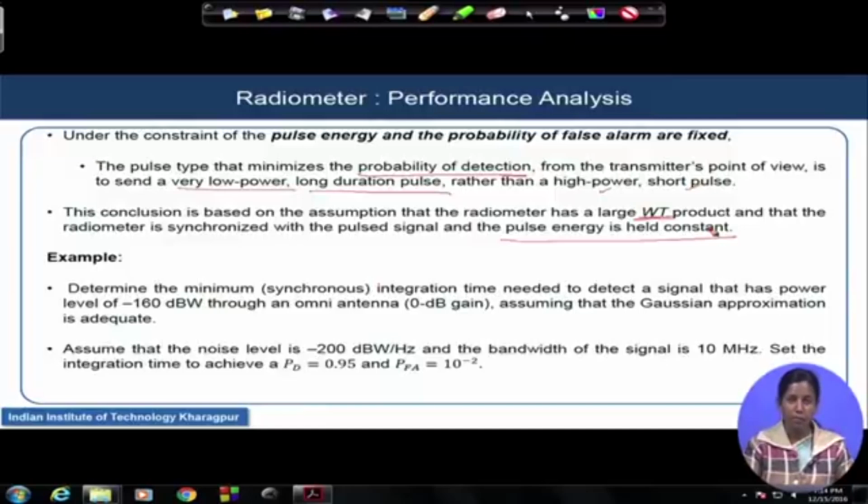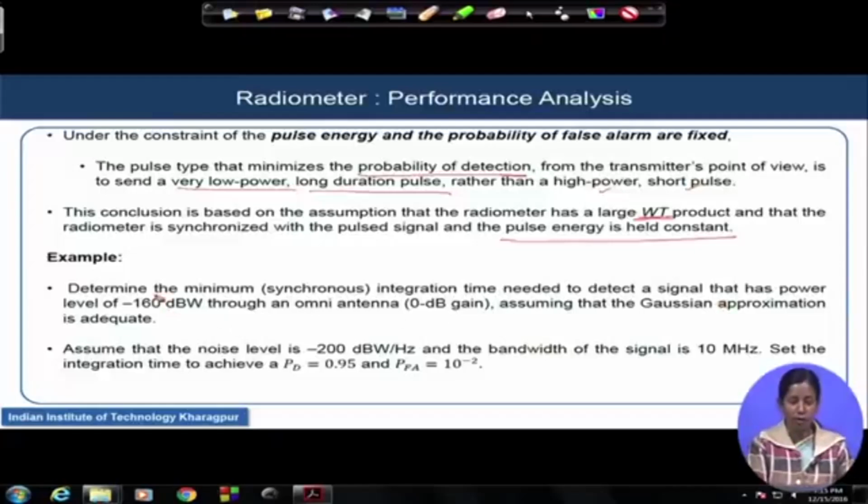Here is a good example to give you an idea. Suppose I am trying to determine the integration time that needs to be fixed in the detector design, such that it detects a signal which has a power level of minus 160 dBW through an omnidirectional antenna, assuming that the Gaussian approximation is adequate, and given the noise level equal to minus 200 dBW per hertz, bandwidth of the signal equal to 10 megahertz, and we wish to have a detection probability of 0.95, where the false alarm probability is equal to 10 to the power minus 2. So, how to proceed?